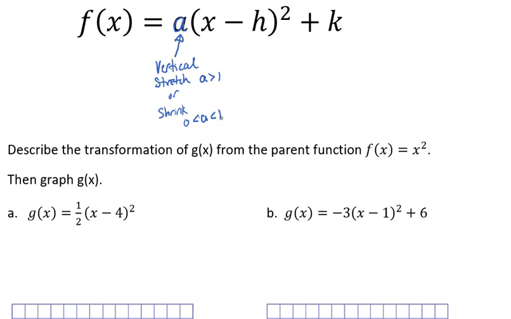Now what about a negative? Well, if our A value is negative, that's going to show that there's going to be a reflection across the x-axis.